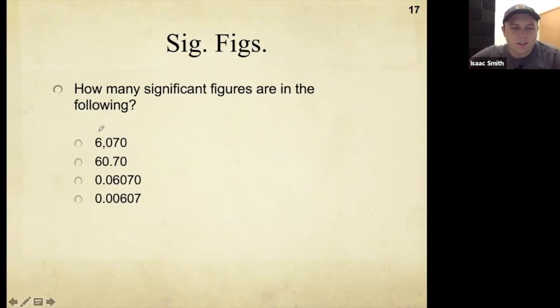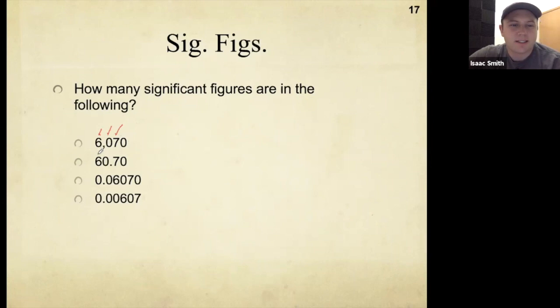All right, so the 6, the 0, and the 7 are all significant. This last 0 is not significant, right? It's not between two significant figures, and it doesn't follow a significant figure and a decimal. And then the third criteria is that it follows a significant figure and is followed by a decimal, and there's no decimal at the end here. Okay. All right.